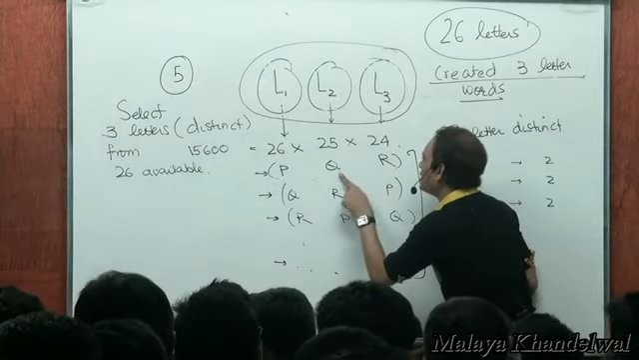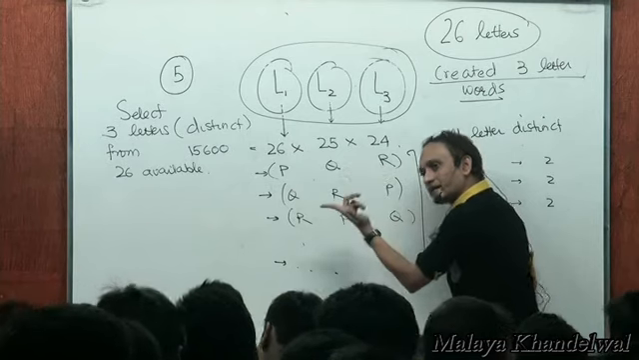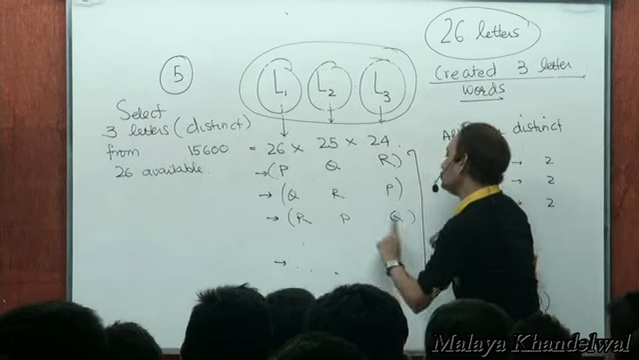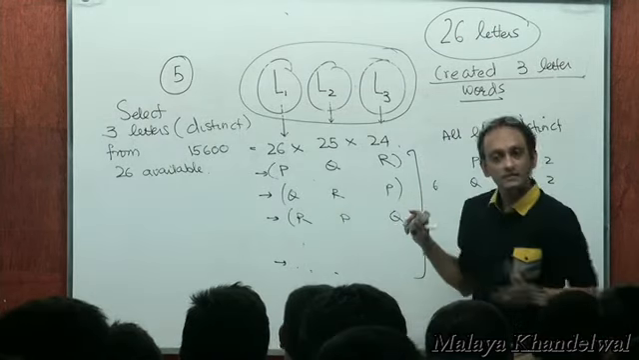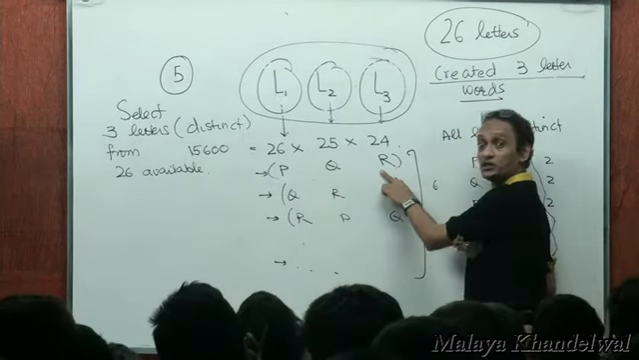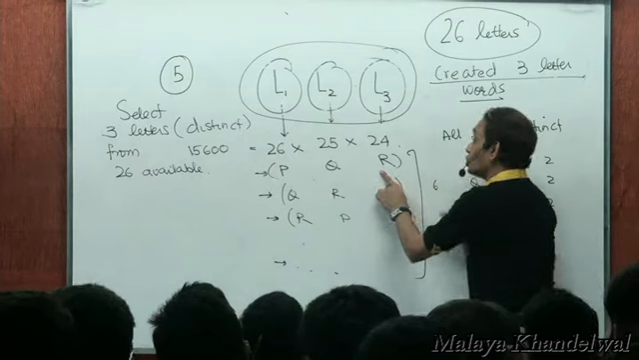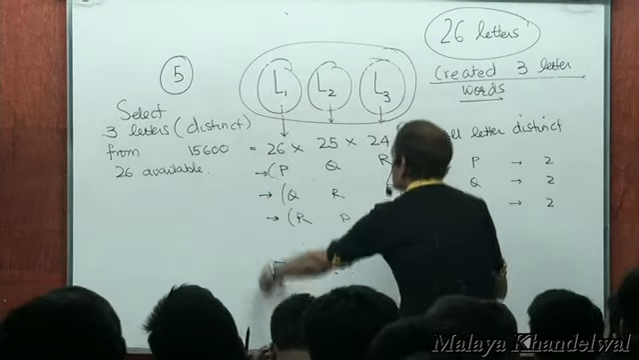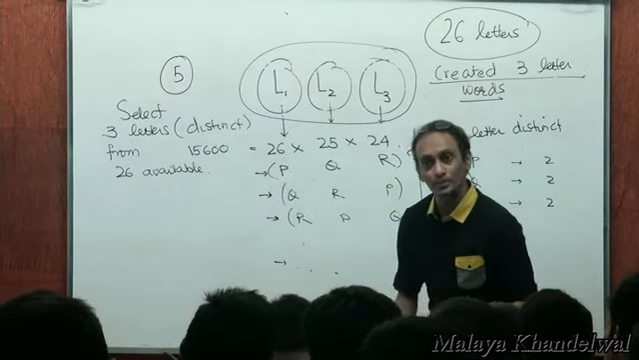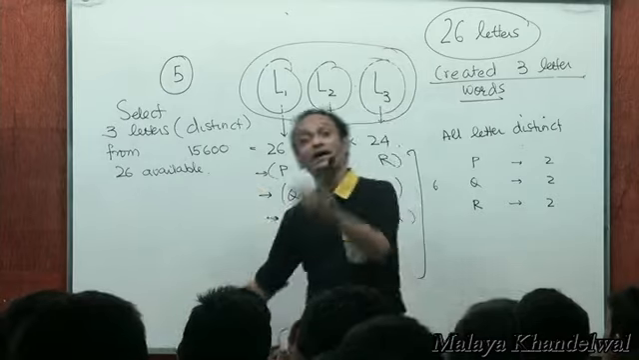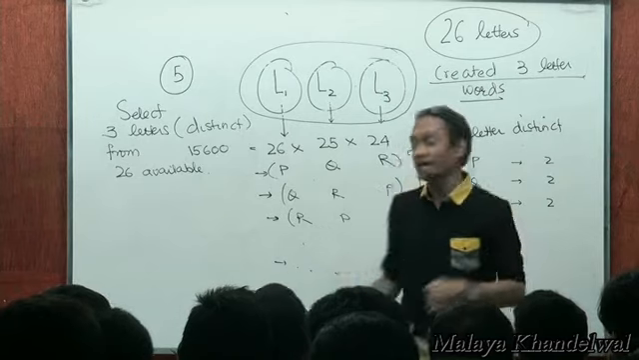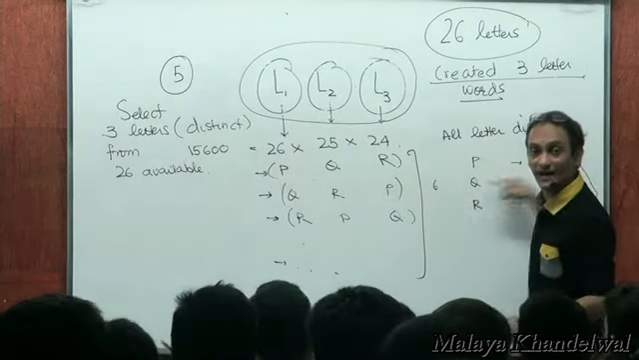That means PQR and PRQ will be the same. QRP and QPR will be the same. RPQ and RQP will be the same. That means for every set of 3 letters PQR, the 6 that you have created out of this, in which the order was important, will in our selection become 1/6. Because then I could just say PQR. That is 1/6 of these many, yes or no?